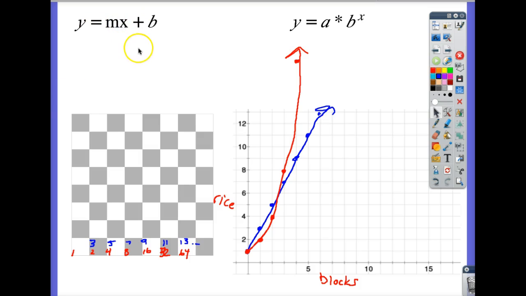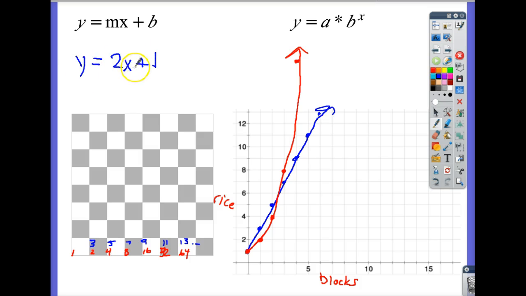So we know y equals mx plus b is a line. If we look at that and say my y-intercept is 1, we know b is the y-intercept, so 1 plus my slope is 2, rise 2 over 1, we know that because we're adding 2 each time. So that's my m. So y equals 2x plus 1.